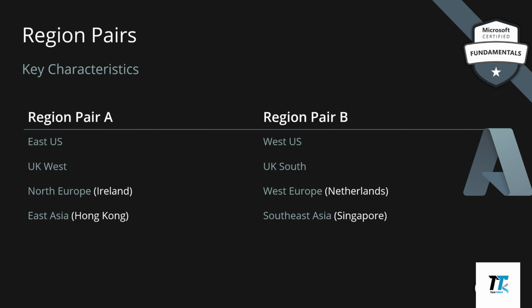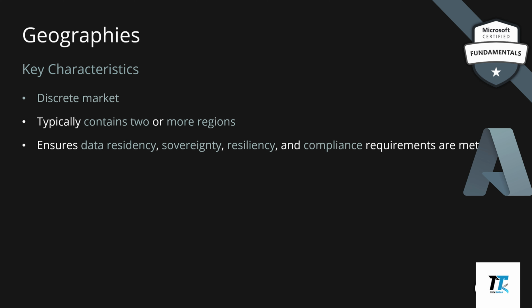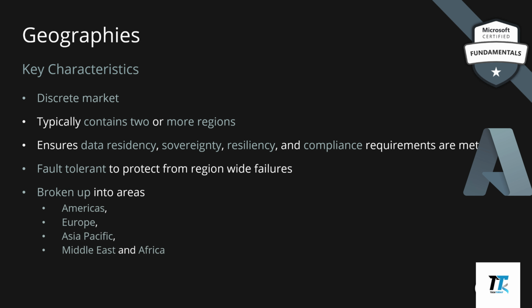All regions and region pairs are grouped into geographies. Each geography describes a discrete market and typically contains at least two or more regions. Their purpose is to ensure that all the data-level requirements are met, like resiliency, sovereignty, and compliance. Additionally, geographies are fault tolerant, so they also protect you from region-wide failures, and geographies are broken into areas like Americas, Europe, Asia-Pacific, Middle East, and Africa. And lastly, remember that each region belongs to only one geography at a time.